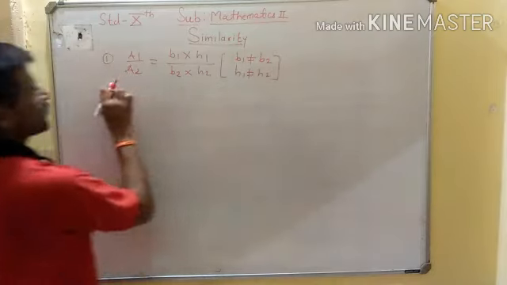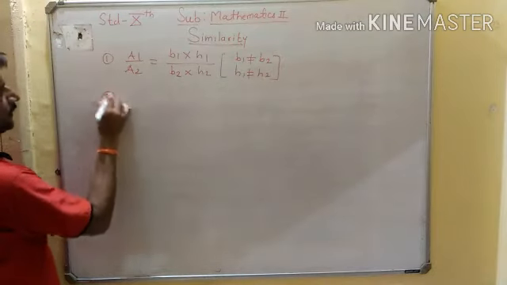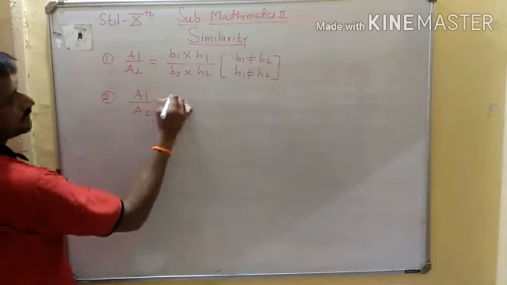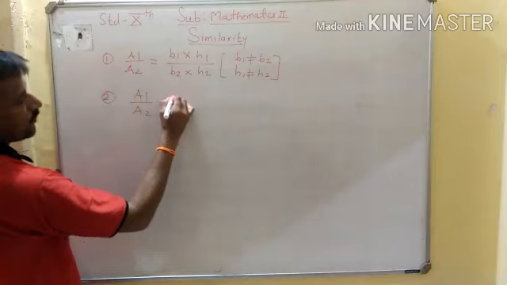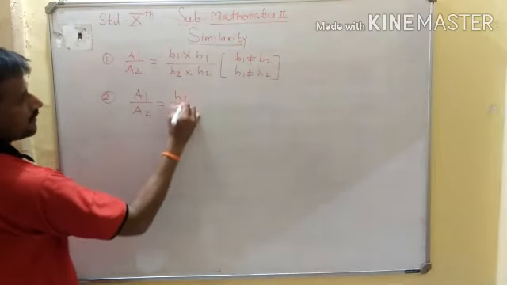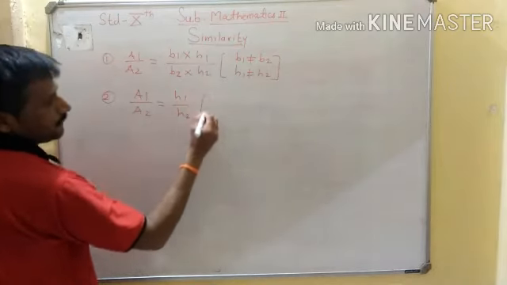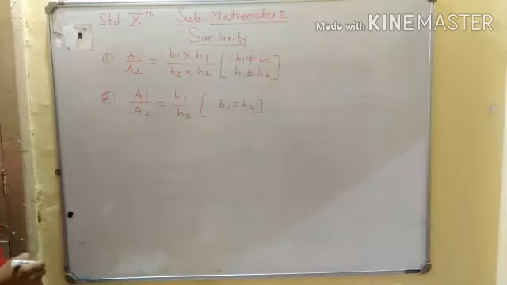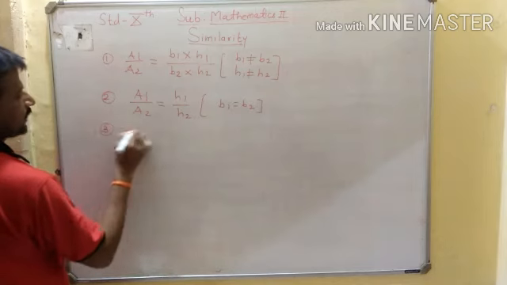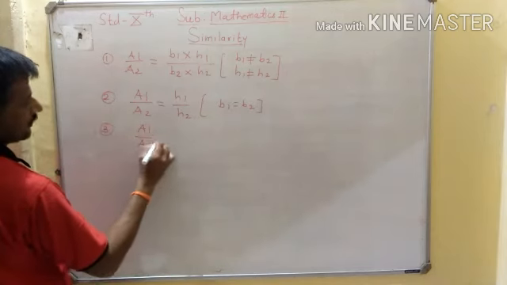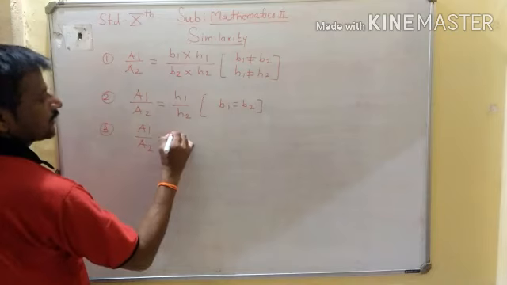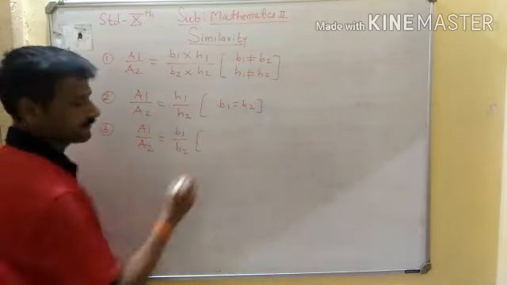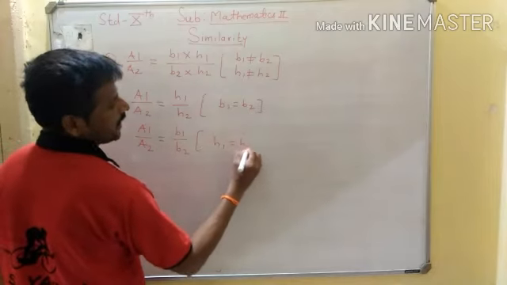Okay, then apply the first property. In the second property, we learned that the ratio of areas of two triangles is equal to the ratio of their corresponding heights, in which both the triangles have the base common. Okay, and the third property, the ratio of areas of two triangles is equal to the ratio of their corresponding bases, that means the triangles with the same height.